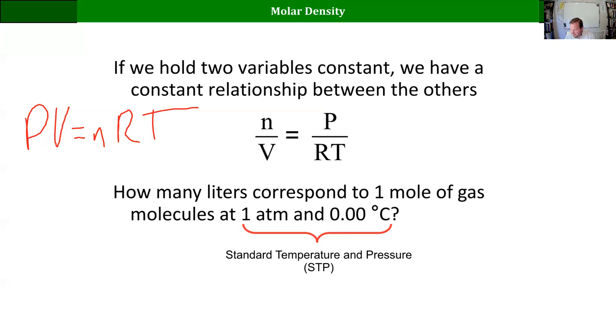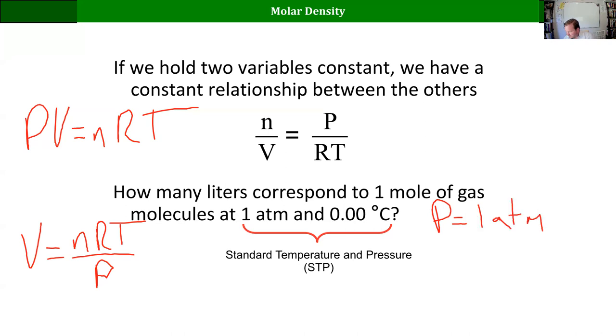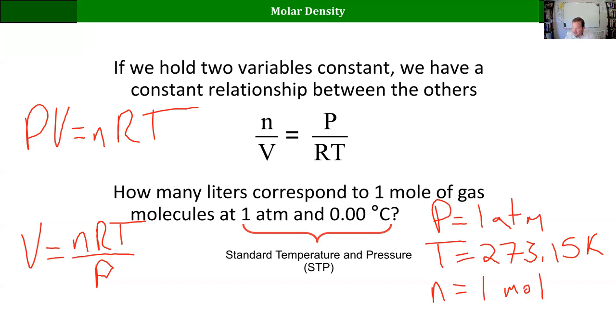And so what we would actually wind up solving for, we'd say volume equals nRT divided by the pressure. Pressure is 1 atm. Temperature is 273.15 Kelvin. And let's call 1 atmosphere exact for the sake of this definition, and 1 mole exact. n equals 1 mole. If we plug all those numbers in and solve for volume, we can get a number.